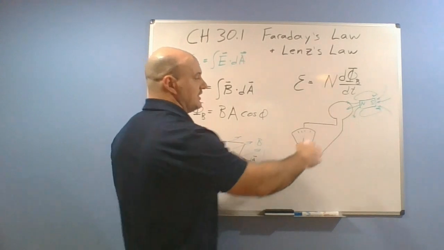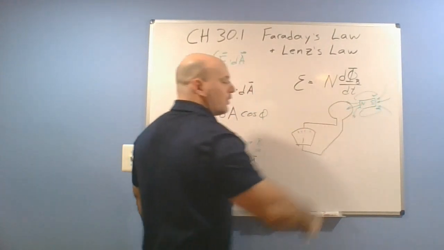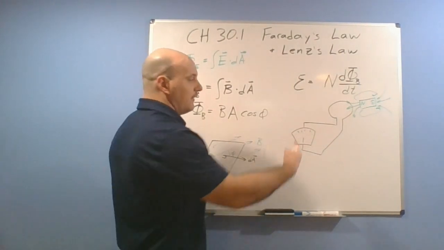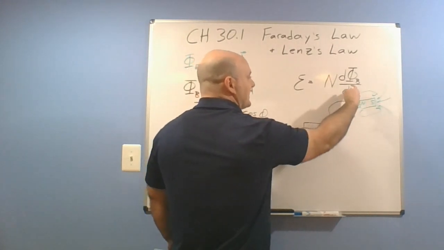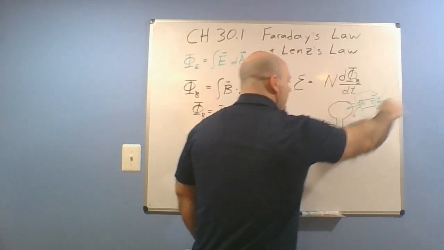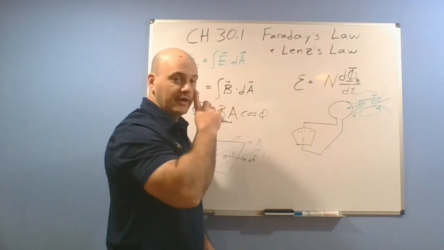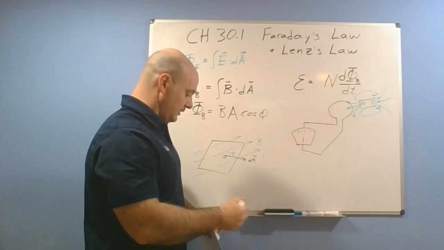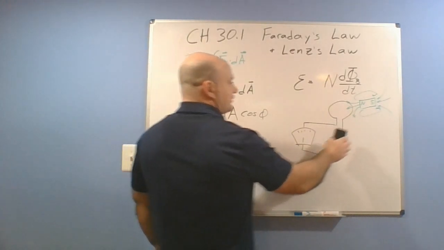But what you can imagine is we move this magnet closer to the loop, more and more of those magnetic field lines penetrate the area of the loop. And as that's changing, then we get a current. And if we pulled it away, then less and less of those magnetic field lines would be penetrating the area of the loop, and again, we'd get another current in the opposite direction. So that is Faraday's law.